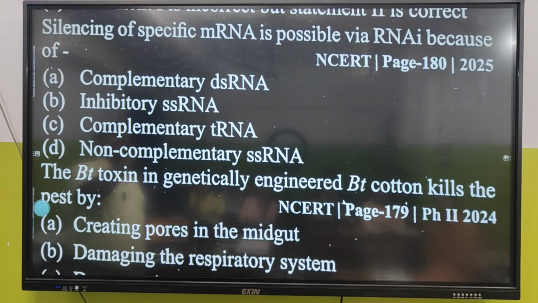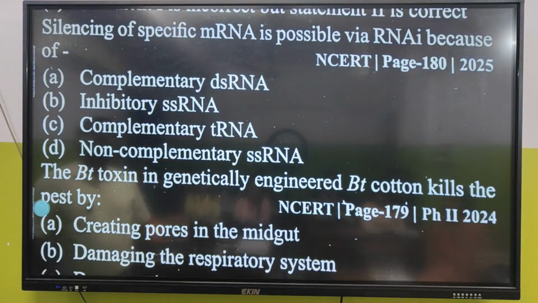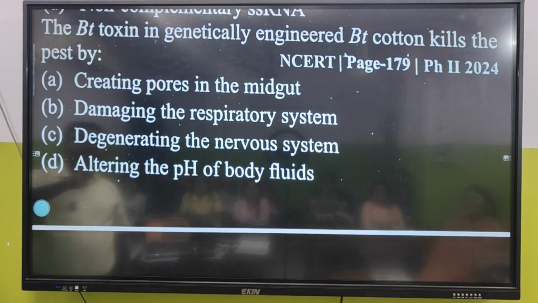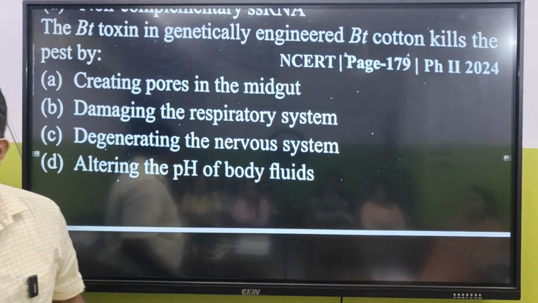Silencing of specific mRNA is possible via RNAi because of complementary dsRNA, inhibitory, complementary tRNA, or non-complementary ssRNA. What is the answer? dsRNA. The Bt toxin in genetically modified crops, say it again, creates pores in the midgut. What is the membrane? Peritrophic membrane.